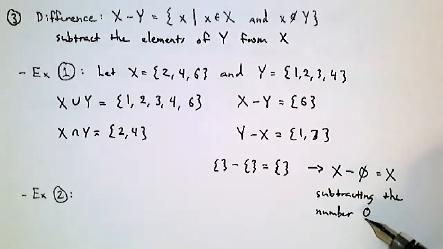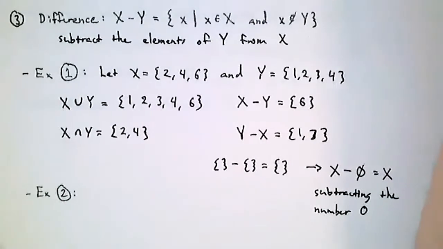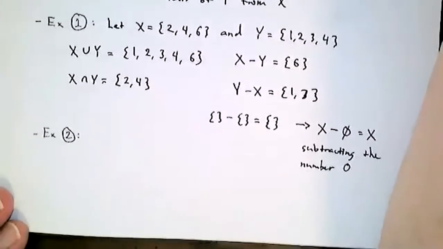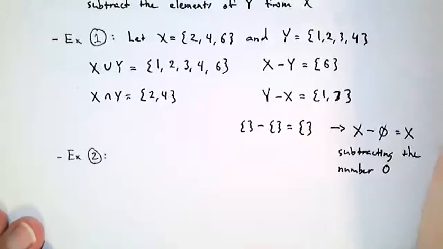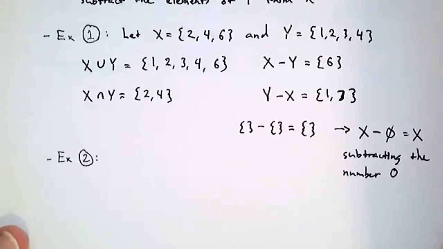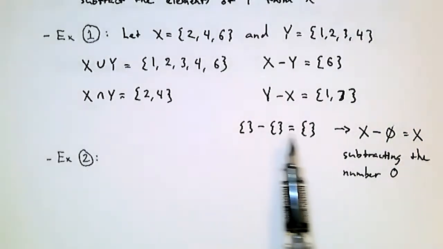It works exactly the same way, the empty set and 0. Right, so just like 0 minus 0 is still 0, that's exactly why this works the way it does.